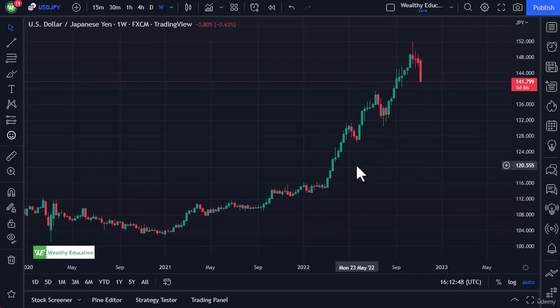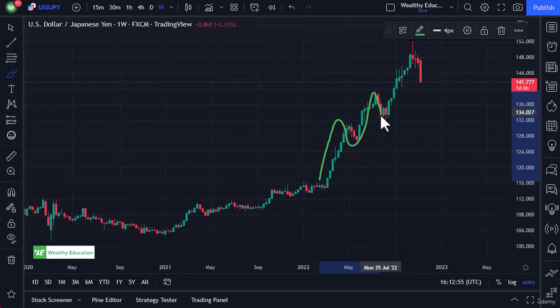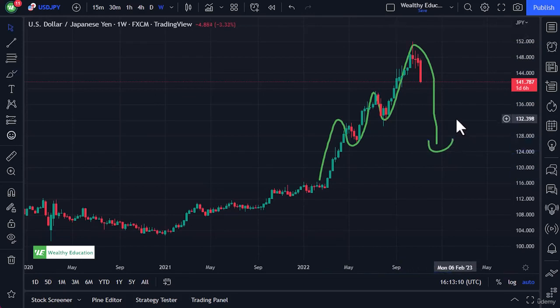Swing high, swing low. So in this case, that's a swing high. We pulled back to a swing low, swing high, swing low, swing high. And the beginning of a downtrend could form if we break down below the swing low there. Again, not going to hold my breath.